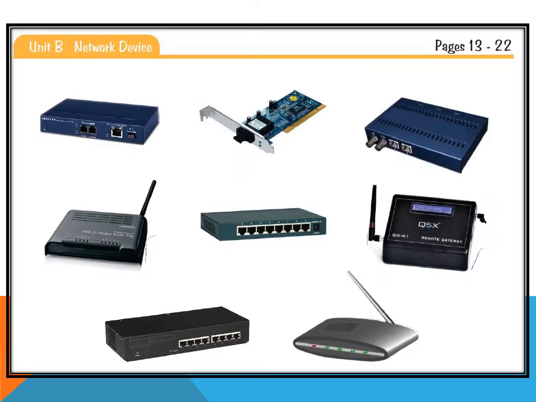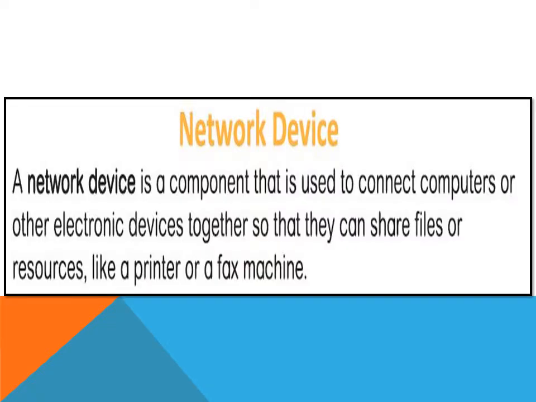So, the topic of our discussion was network device. In our last class, we learned what a network device is, what the different types of network devices are, and we discussed in detail two of the network devices. We have already learned that a network device is a component that is used to connect computers or other electronic devices together so that they can share files or resources like a printer or a fax machine.